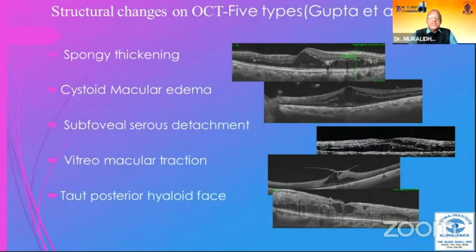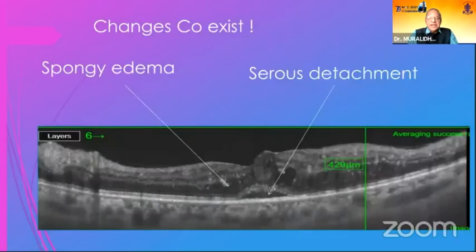The changes that we see on OCT can be classified broadly into 5 types of thickening. One is a spongy thickening, where you see predominantly spongy edema. Second is a predominantly cystoid macular edema, or a subfoveal serous detachment, or a vitreomacular traction or taut posterior hyaloid phase. Although we have categorized the changes into these subtypes, in clinical practice, as you can see here, it is always a combination of these types of changes that we see.